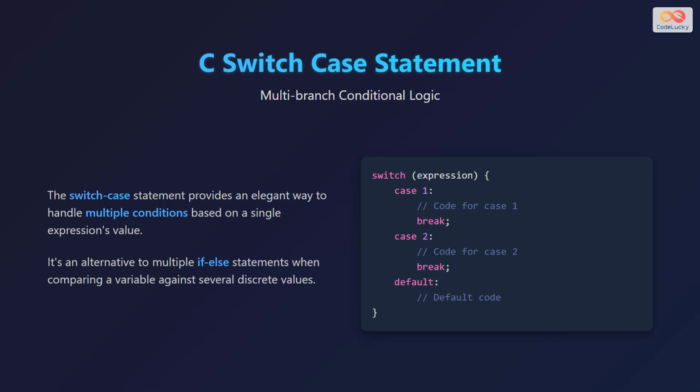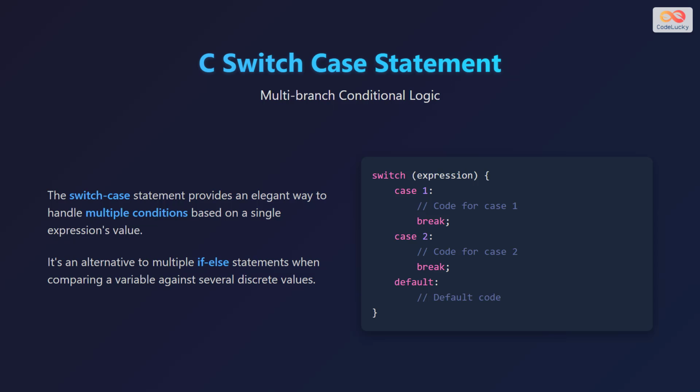The switch case statement in C provides an elegant way to handle multiple conditions based on a single expression's value. It is an alternative to multiple if-else statements when comparing a variable against several discrete values. The syntax involves the keyword switch, followed by an expression in parentheses.